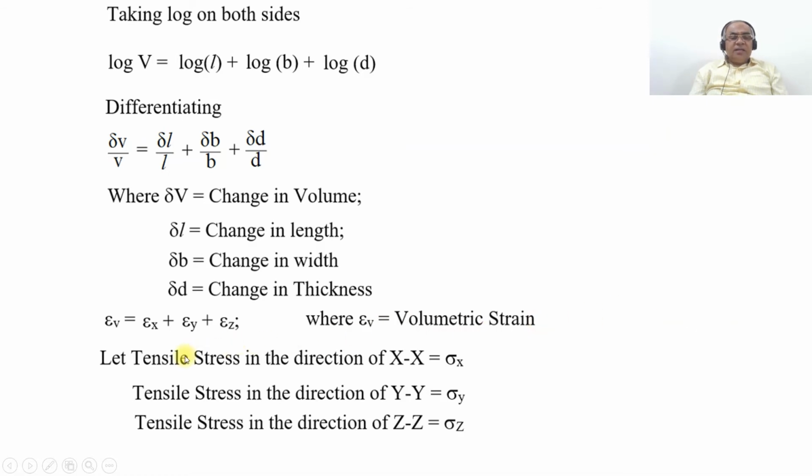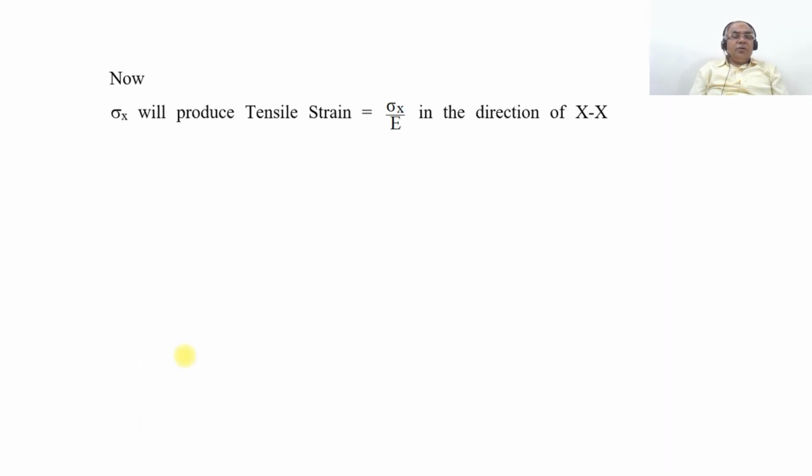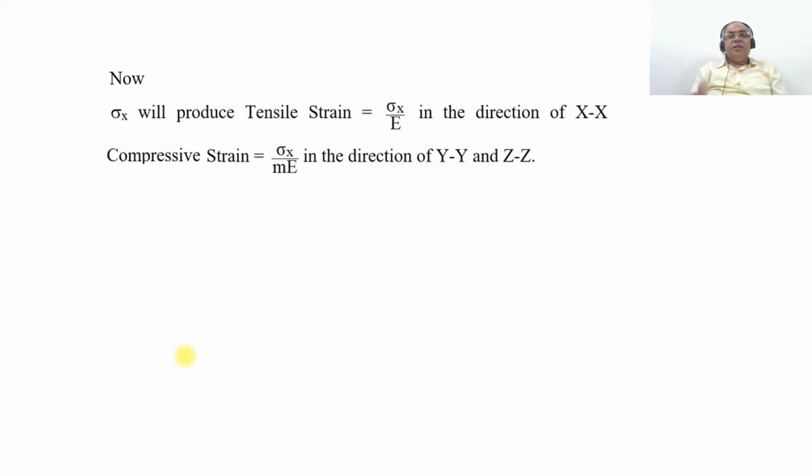Then the tensile stress in the direction of XX will be sigma X, the tensile stress in the direction of YY is sigma Y, and the tensile stress in the direction of ZZ will be sigma Z. Now sigma X will produce the tensile strain, that is sigma X by E in the direction of XX, and compressive strain, that is sigma X by M into E, in the direction of YY and ZZ when we are considering sigma X.